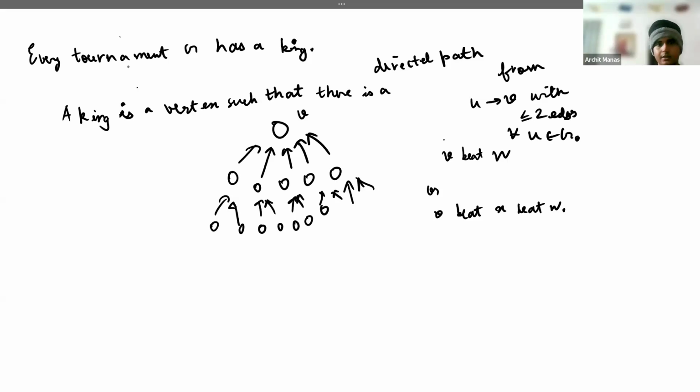Okay. But what about the class 2 people? The class 2 people are already pointing to the class 1 people.